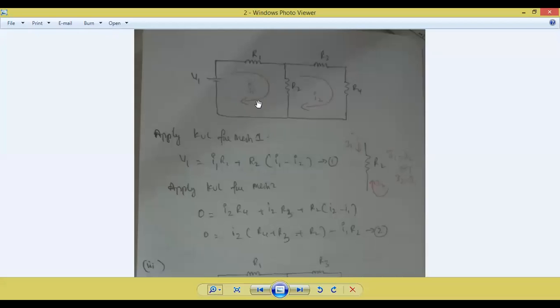The circuit is given. Apply KVL for mesh 1. Now in your brain, just watch mesh 1 only. Forget about mesh 2. Watch only mesh 1. In mesh 1, how many elements do we have? Battery, R1, R2. So you must watch only this one. Battery, R1, R2.